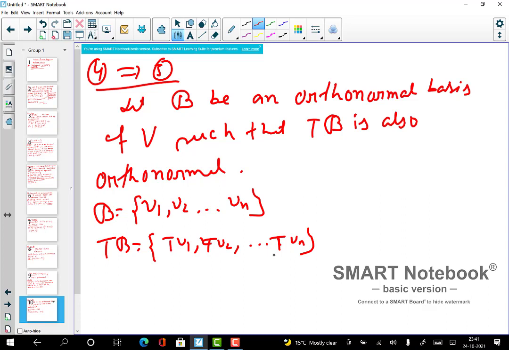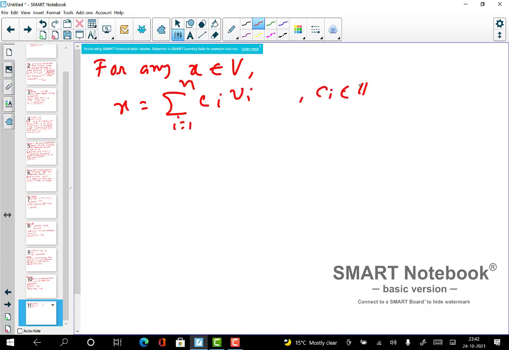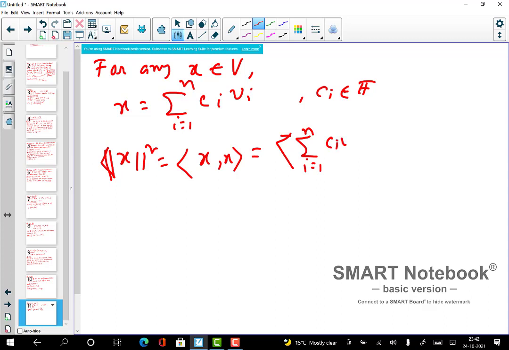Now, for any vector x belonging to V, we can write x as a linear combination of basis vectors. Suppose this is of the form summation ci vi, i equal to 1 to n, where ci are elements of the scalar field. This is obvious because every vector can be generated as a combination of basis vectors, right? So now the question is, what will be the norm? The norm square will be the inner product of x comma x, right? But this will be nothing but the inner product of summation i equal to 1 to n ci vi and summation j equal to 1 to n cj vj.